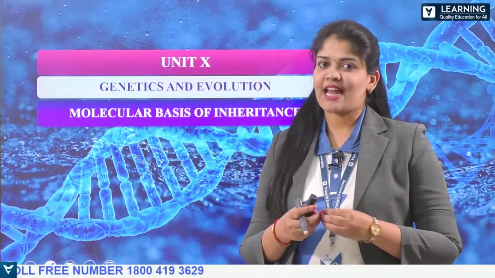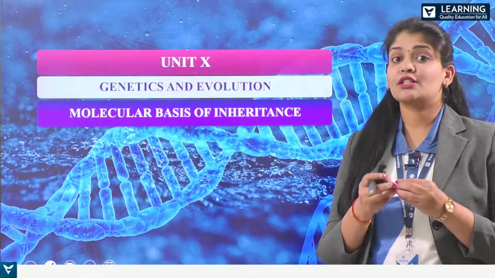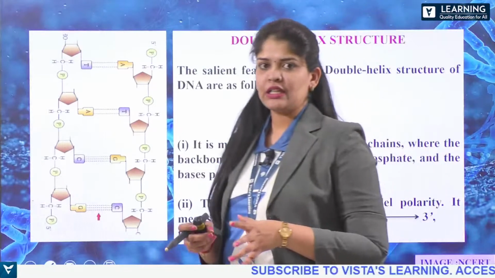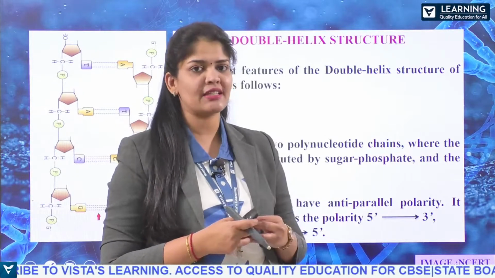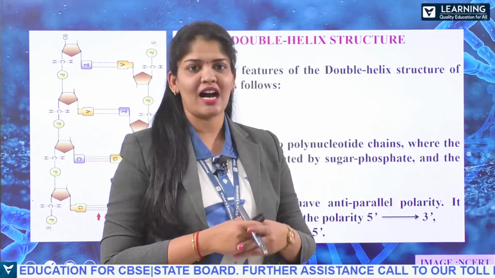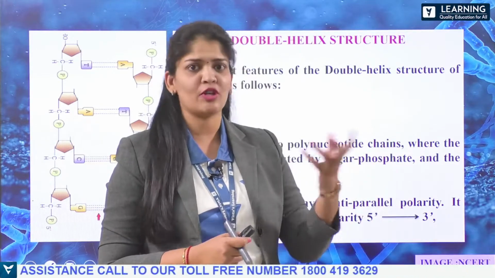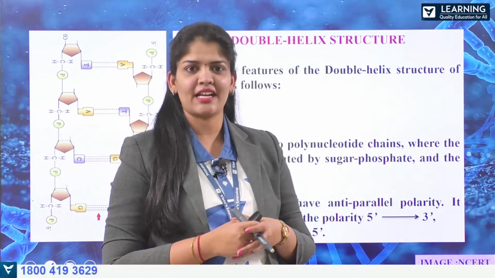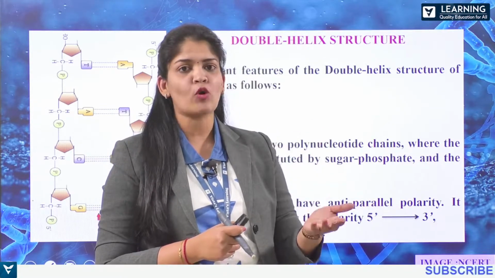So we have started the chapter called molecular basis of inheritance, which comes under the unit genetics and evolution. In the previous session, we got to know about the structural importance of the DNA, and by now we understand that DNA acts as a genetic material in the majority of organisms, though RNA also acts as a genetic material in some viruses, like HIV, and even coronavirus is an RNA virus.